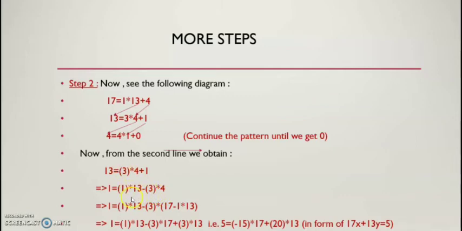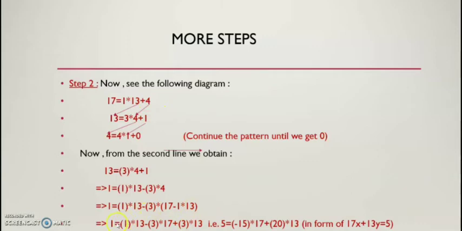Now what we have to do: after that, the next step we have done is 1 into 13 remains the same, minus 3 into, we replace 4 by this. And how do we get this? We see the first line. In the first line we get 17 equal to 1 into 13 plus 4. So keeping 4 on the right hand side, we can transfer 1 into 13 to the left hand side, and we will get 4 equal to 17 minus 1 into 13. So we have just replaced 4 by 17 minus 1 into 13, which we obtain from the first line.